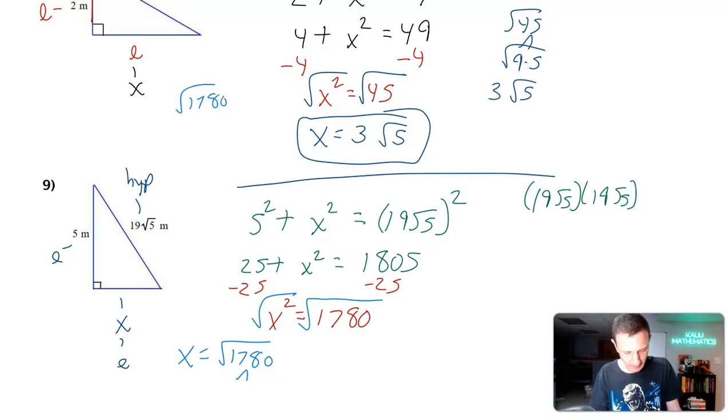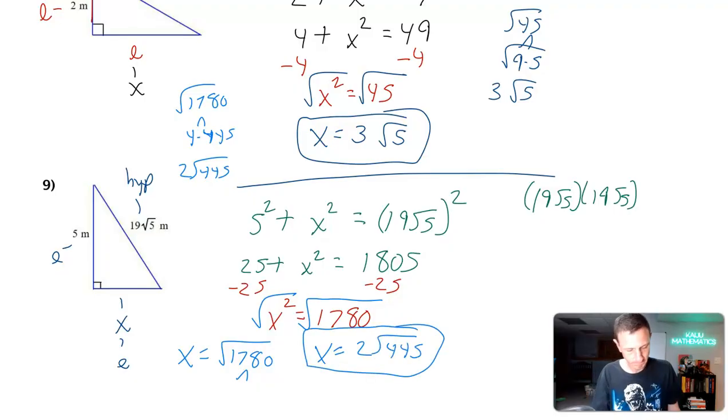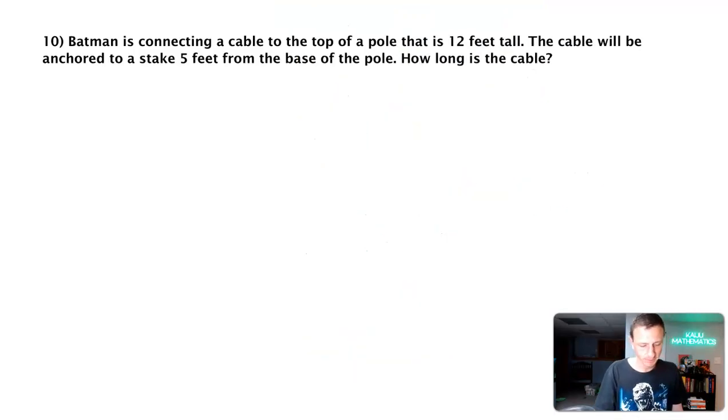So the square root of 1780 is 4 times 445. Square root of 4 is 2. So 2 root 445. Let me see if something else can happen there. 445 divided by 5 is 89. So I don't think so. 445 divided by, yeah, nothing else. So that's going to be x equals 2 square root of 445. Kind of a tough simplification there. Yeah, tough one there.